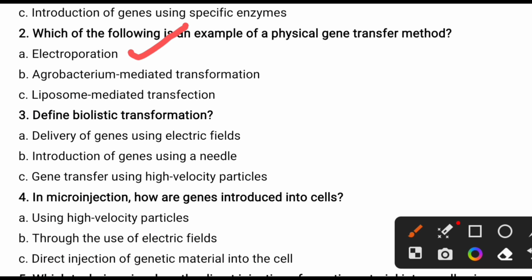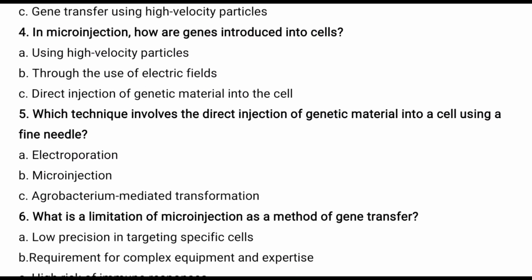Define biolistic transformation. Options are discovery of genes using electric fields, introduction of genes using a needle, gene transfer using high velocity particles. Yes, the correct answer is gene transfer using high velocity particles is a method of biolistic transformation. Let's see the next question. In microinjection, how are genes introduced into cells? Options are high velocity particles, through the use of electric fields, direct injection of genetic material into the cell. So the correct one is direct injection of genetic material into the cell. Let's see the next question.